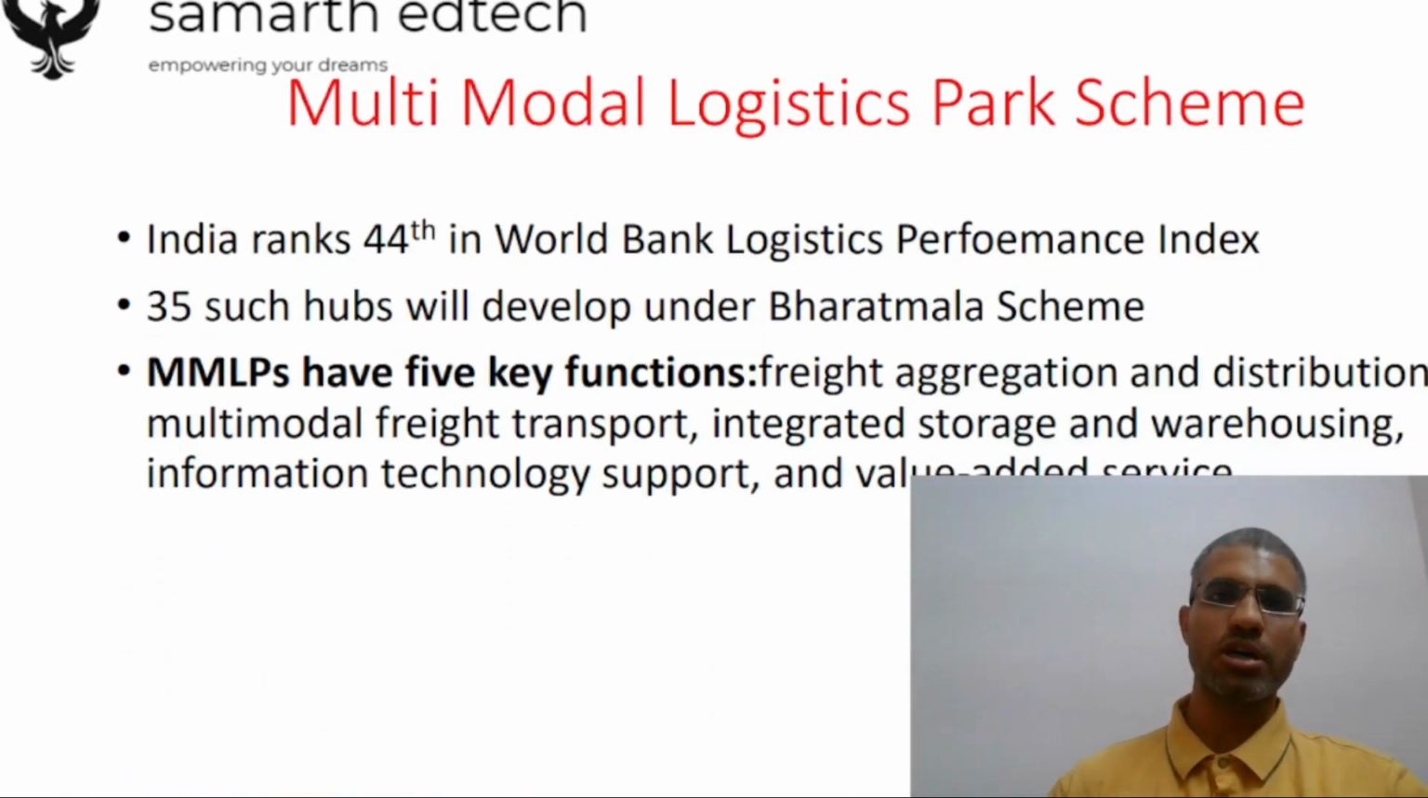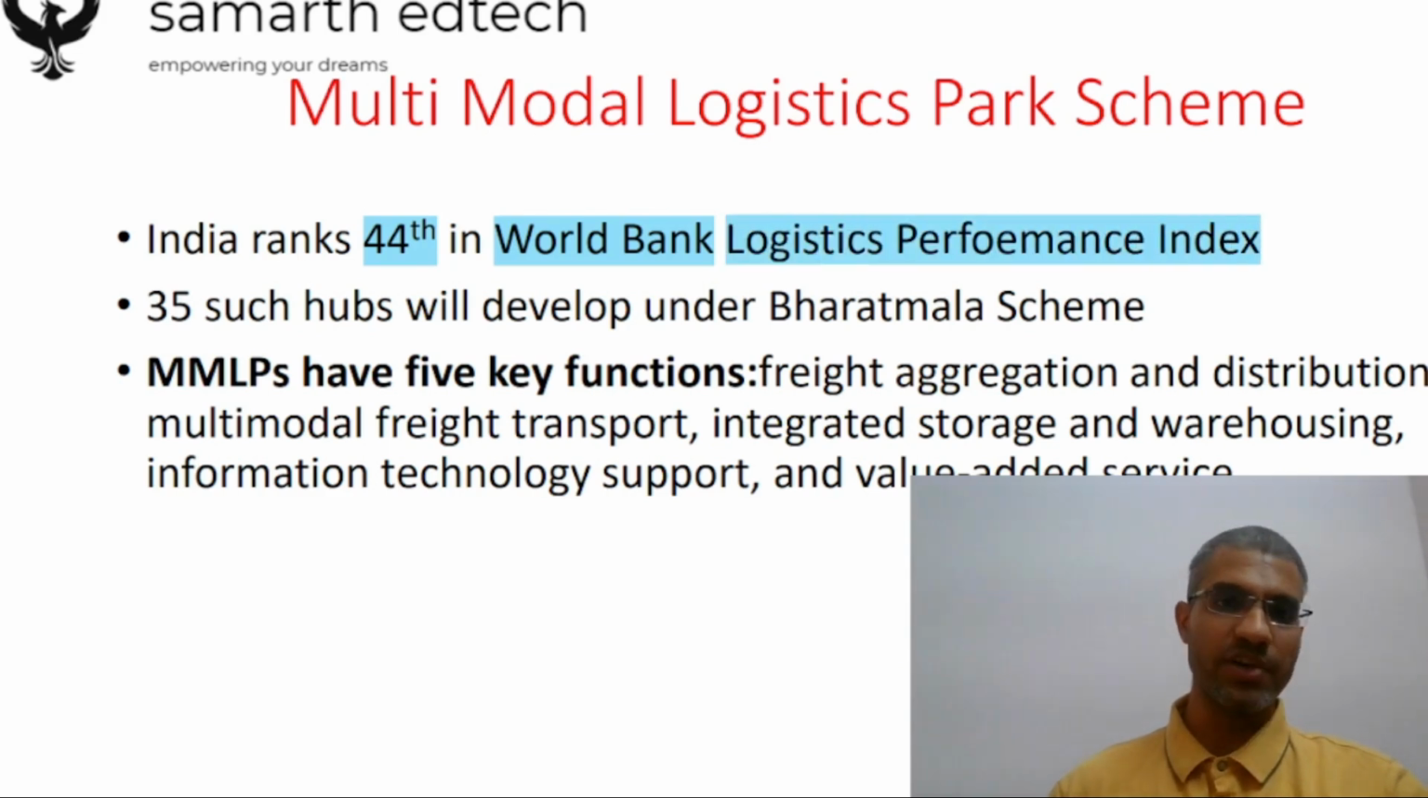The next topic is the Multi-Modal Logistics Park scheme. So the Government of India wanted to enhance the logistics of our country so that infrastructure development should take place at a faster pace. Now we should remember certain facts about the logistics of our country. So the World Bank in their Logistics Performance Index has ranked India 44th in terms of how the logistics are being governed in our country. So the Logistics Performance Index is brought out by which institution? It is the World Bank. And what is India's ranking? 44th. Now under the Multimodal Logistics Park scheme, the government has proposed to build 35 logistics hubs under the Bharatmala Yojana.